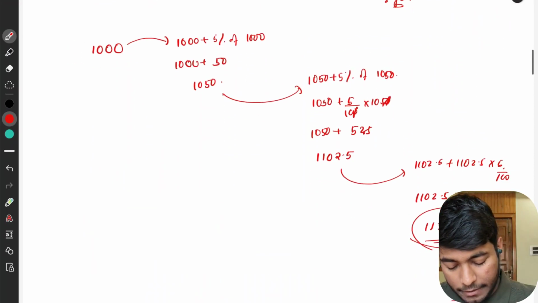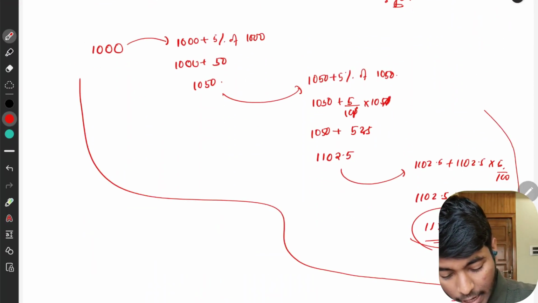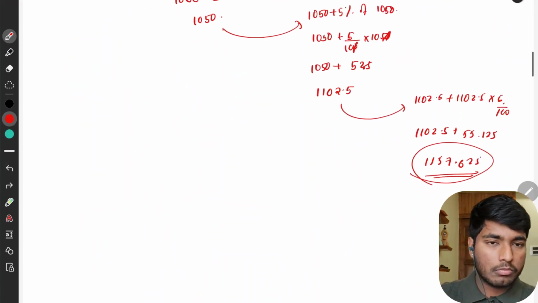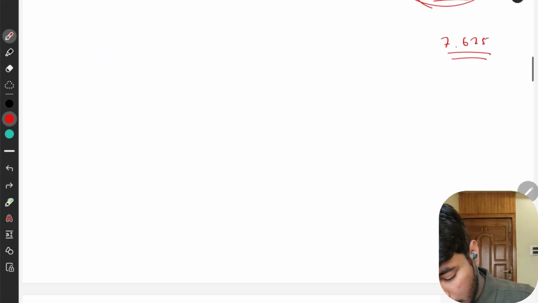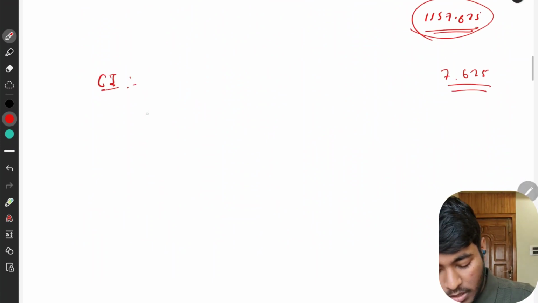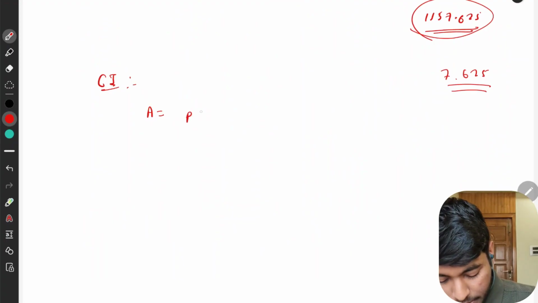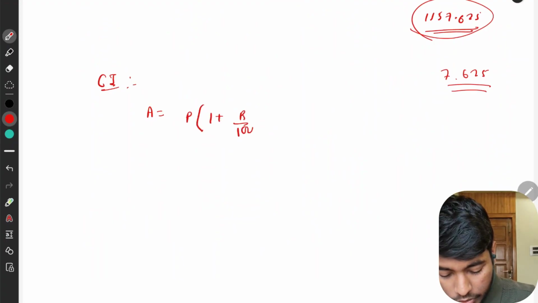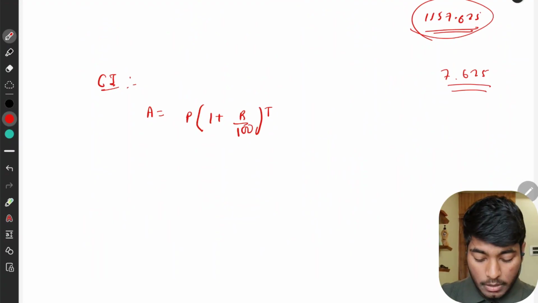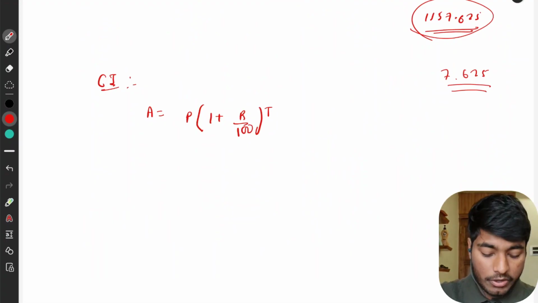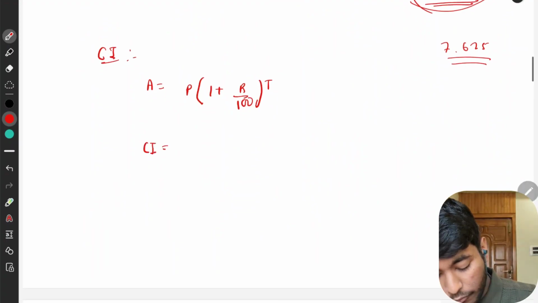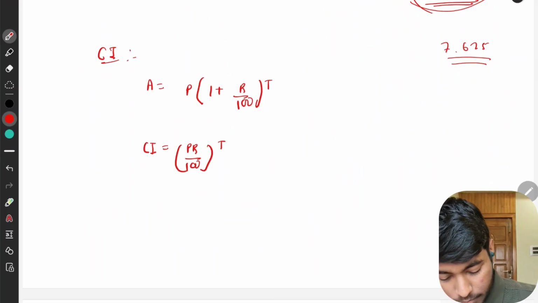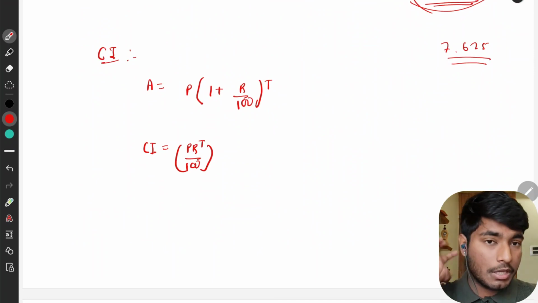So, sir, every time I have to calculate this individually, I have to go through all of this formula? No, you do not need to go through all of this formula. In case of compound interest, what is the formula? The formula of amount is equal to P times (1 plus R by 100) to the power of T. And what is the formula of compound interest? Compound interest is simply the amount minus the principal. That is the simple thing you have to remember.